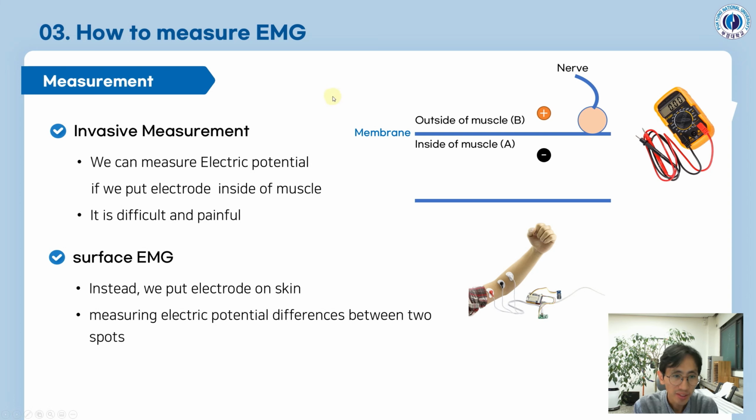Then this signal, we want to measure this signal. So this is the muscle signal, right? So we want to record this muscle signal. This might be the EMG, electromyogram. So the best way, maybe, to measure the EMG signal is putting electrodes one inside of the muscle and one on the outside of the muscle. Then we can measure the action potential continuously.